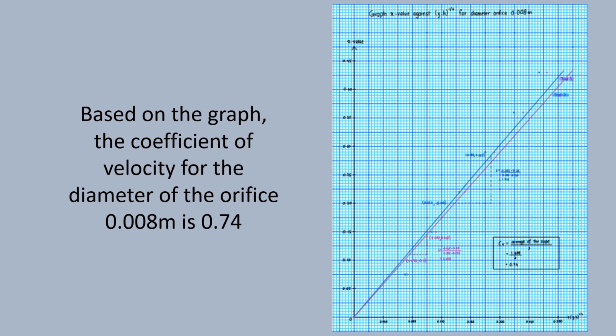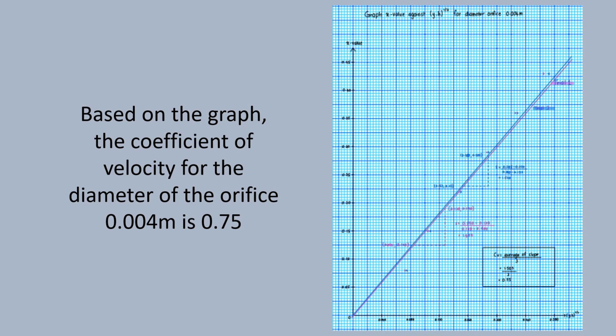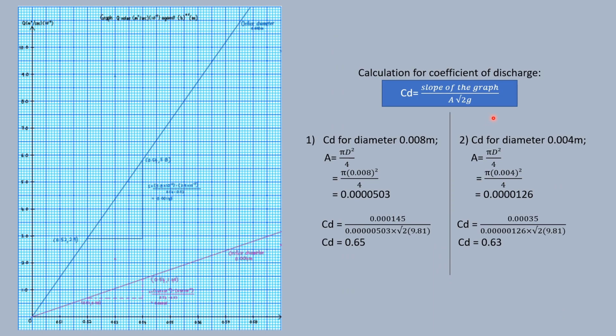Based on the graph, the coefficient of velocity for the orifice diameter 0.008 meter is 0.74. Next, based on the graph, the coefficient of velocity for the orifice diameter 0.004 meter is 0.75. The last graph is to find the coefficient of discharge for both diameters. So this is the formula. The coefficient of discharge for diameter 0.008 is 0.65, while the coefficient of discharge for diameter 0.004 is 0.63.